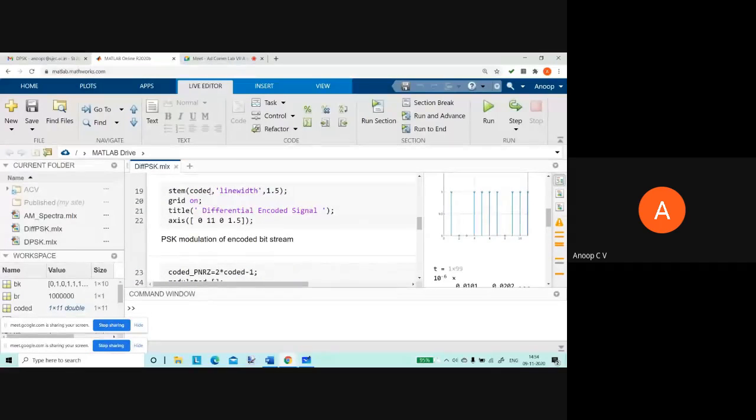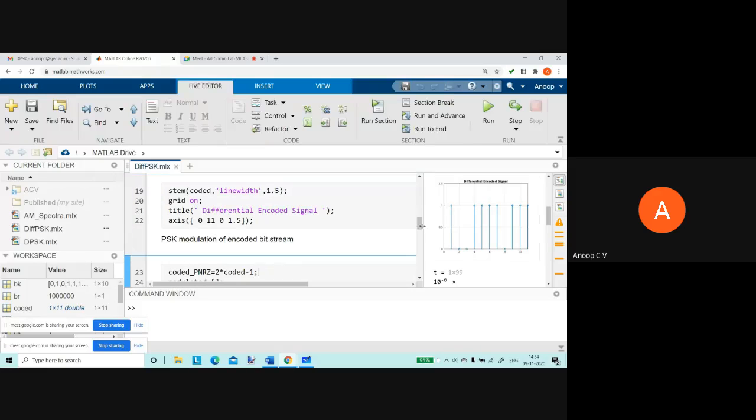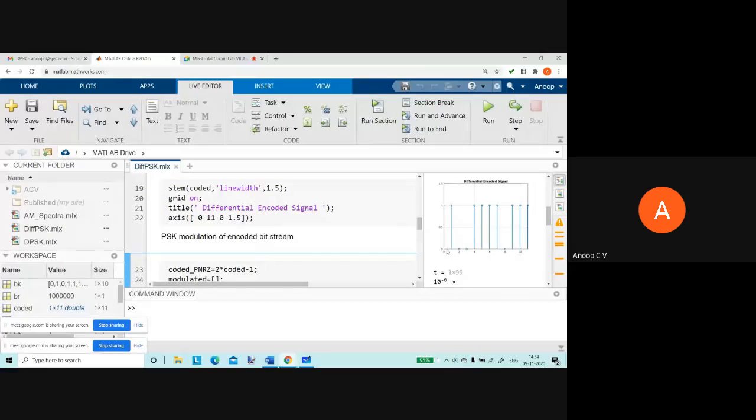Okay, yeah, we have plotted this differential encoded bit sequence. I was running one section ahead, right? That's why I was getting confused. So we have plotted the differential encoded information sequence, right?